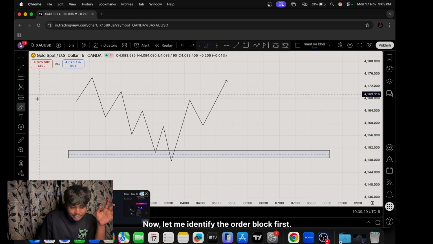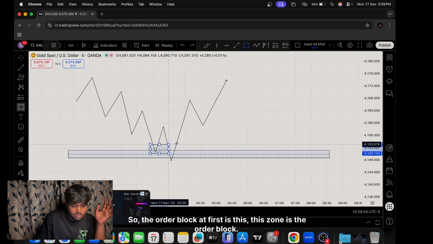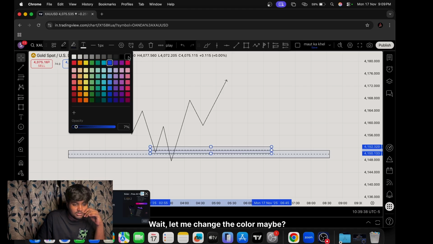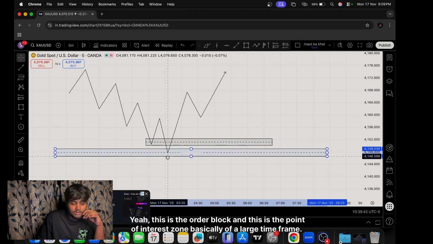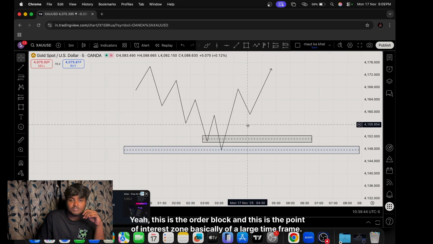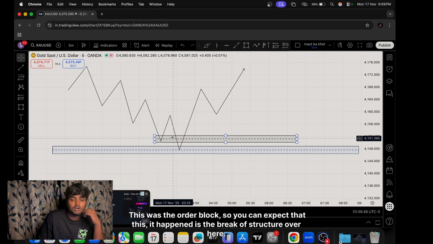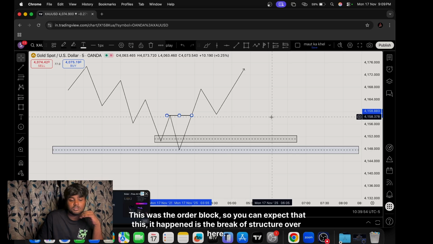Now, let me identify the order block first. The order block at first is this. This zone is the order block. Wait, let me change the color maybe. Yeah, this is the order block, and this is the point of interest zone of a larger time frame. This was the order block. So you can expect the break of structure happened over here.